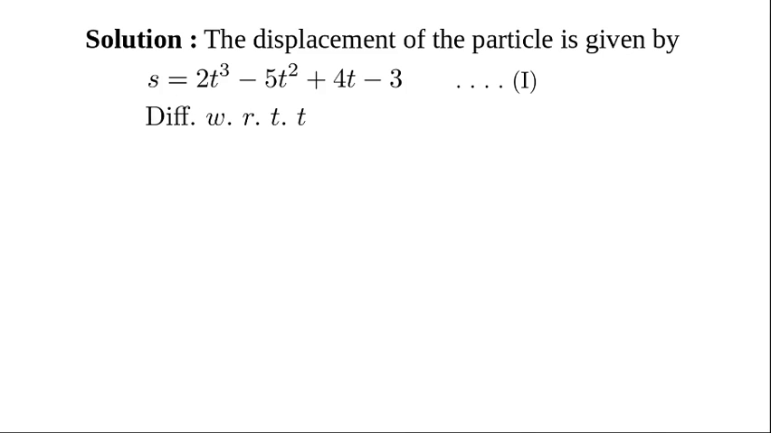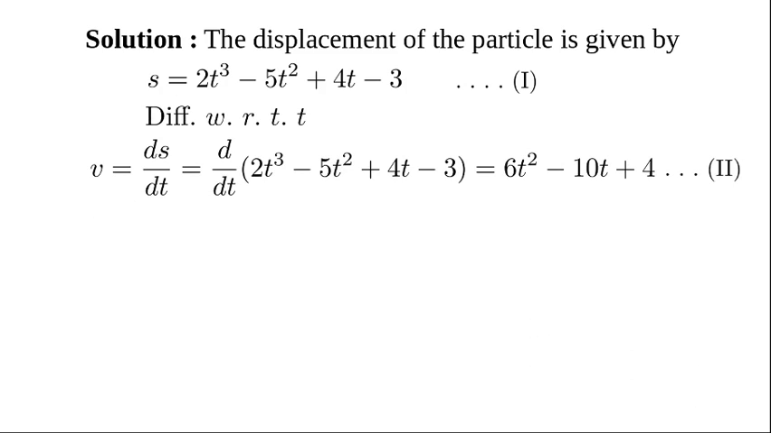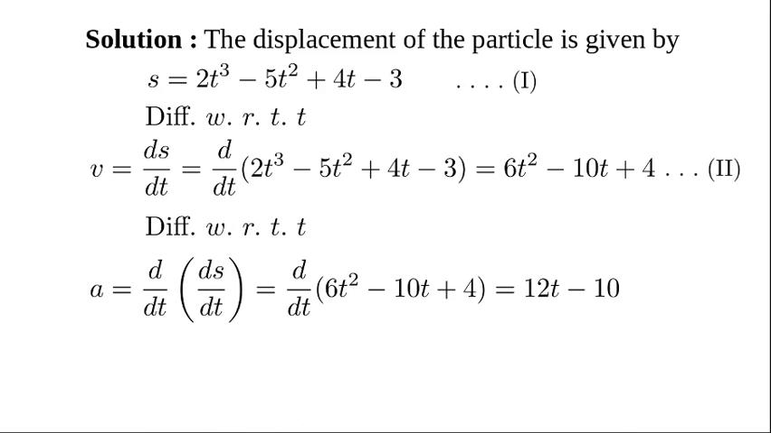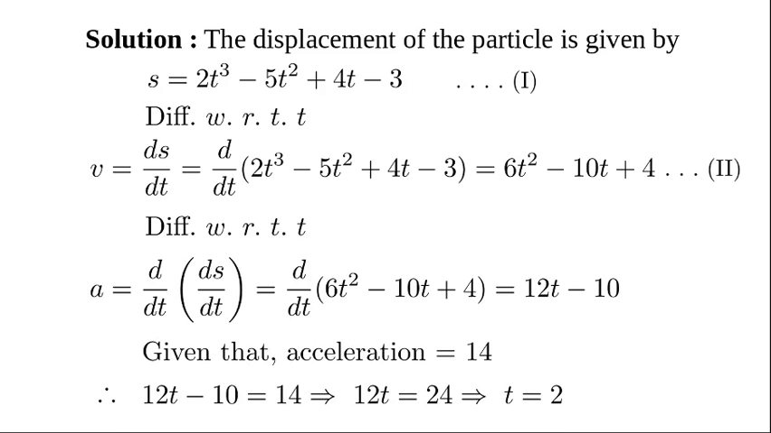Differentiate this with respect to t. We get velocity as 6t square minus 10t plus 4. Differentiate this with respect to t, then it gives the acceleration, and that works out to be a equal to d by dt of 6t square minus 10t plus 4, and that's equal to 12t minus 10. We are asked to find the time when the acceleration is given to be 14. Therefore, a equal to 14. That means 12t minus 10 equal to 14, and that gives the value of t as 2.